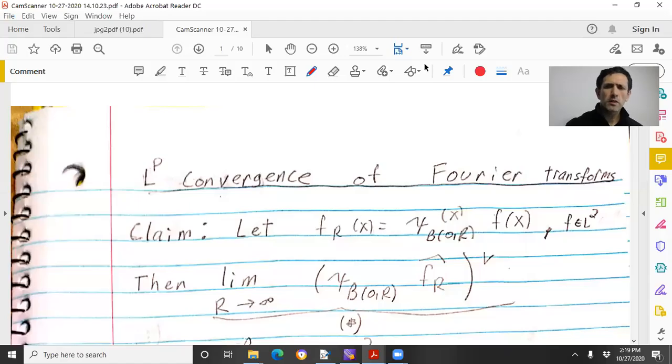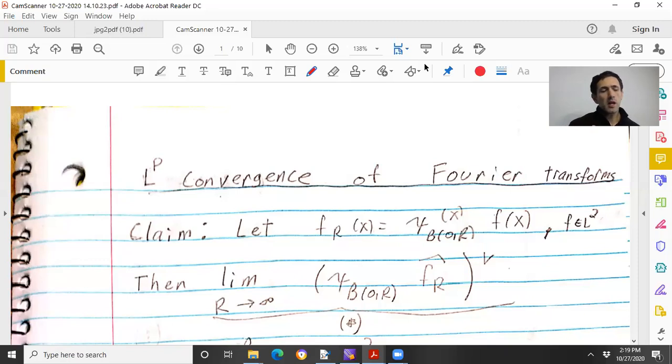Okay, so what I would like to talk about now is the LP convergence of Fourier transforms. And really what I mean is whether or not we have any kind of LP version of Fourier inversion. Now this is a bit tricky and it's harder to even pose the question for the Fourier transform than it was for Fourier series because it's not even clear how to define the Fourier transform.